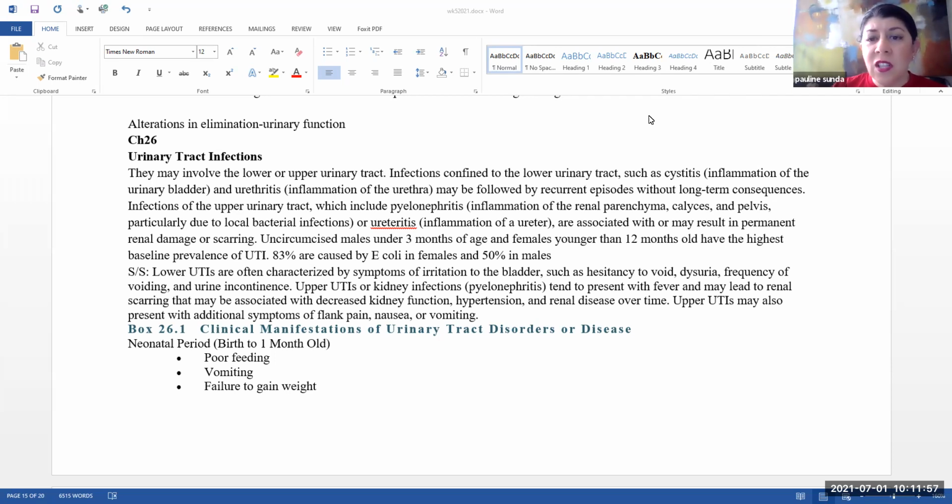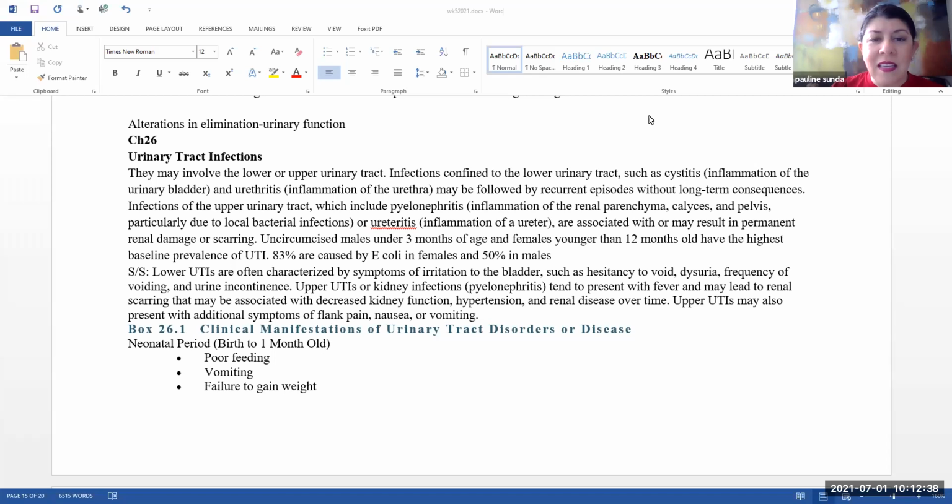Infections may be confined to the lower urinary tract, such as cystitis, which is an inflammation of the urinary bladder, and urethritis, which is an inflammation of the urethra. They may be followed by recurrent episodes without long-term consequences. Infections of the upper urinary tract, which include pyelonephritis or ureteritis, are associated with or may result in permanent renal damage or scarring. Uncircumcised males under 3 months of age and females younger than 12 months of age have the highest baseline prevalence of urinary tract infections.